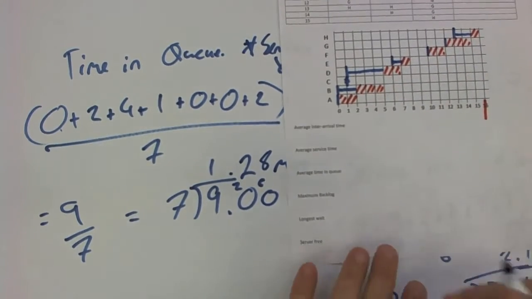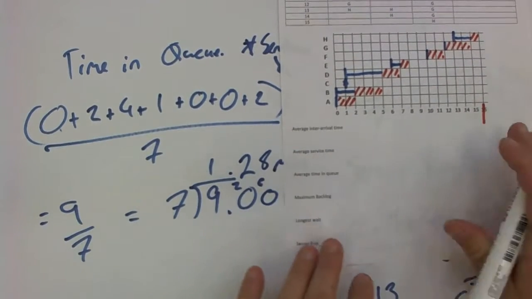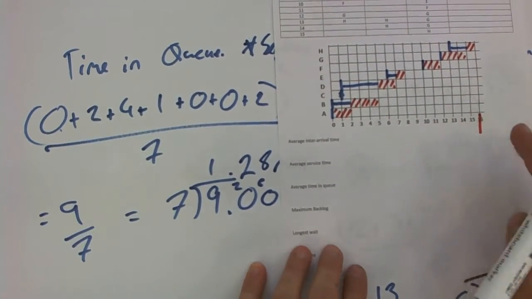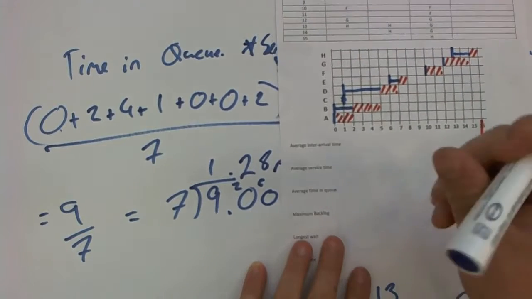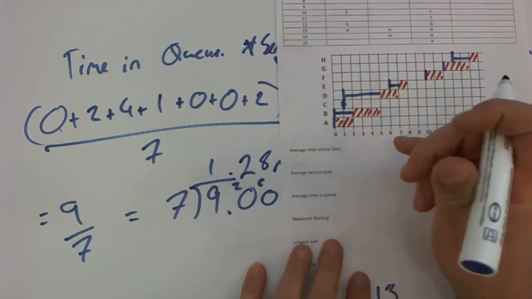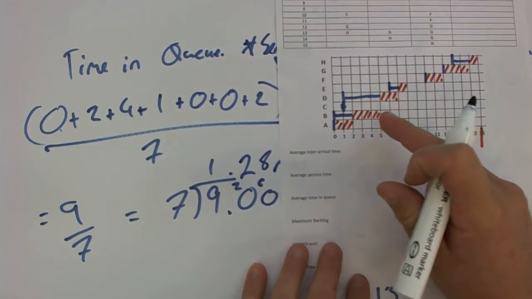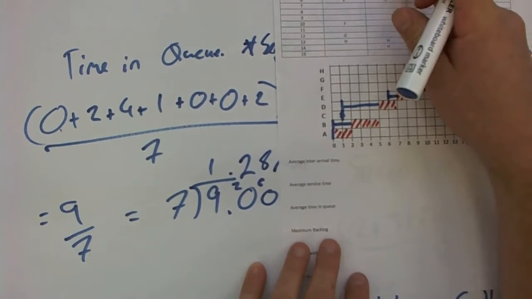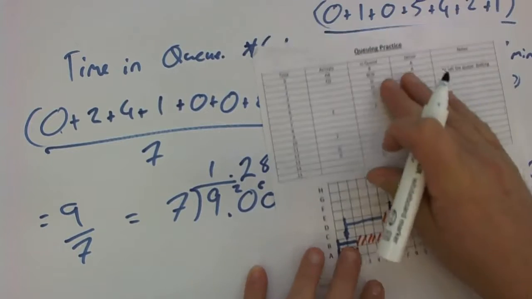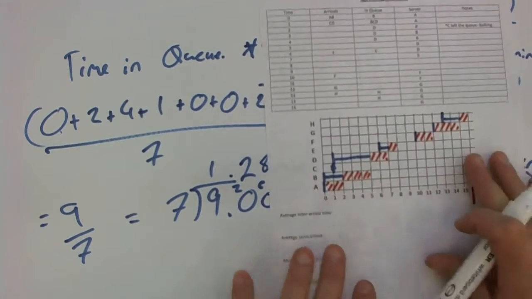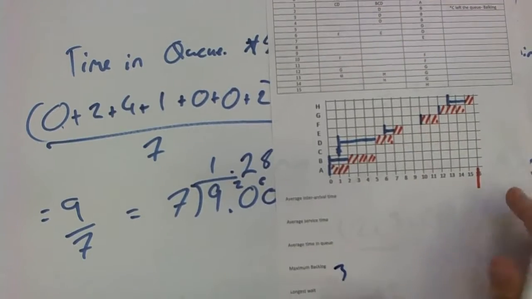And then these really quick ones, maximum backlog is the maximum number of people in the queue at the same time. Okay, so we can see here the maximum backlog was, okay, 1, 2, B, C, and D. Oh, let's go back to the table. We can see it easier. You can see that B, C, and D in the queue. Okay, so our maximum backlog was 3.